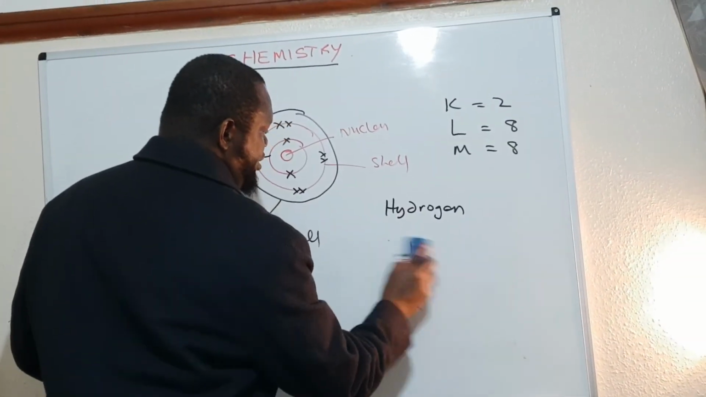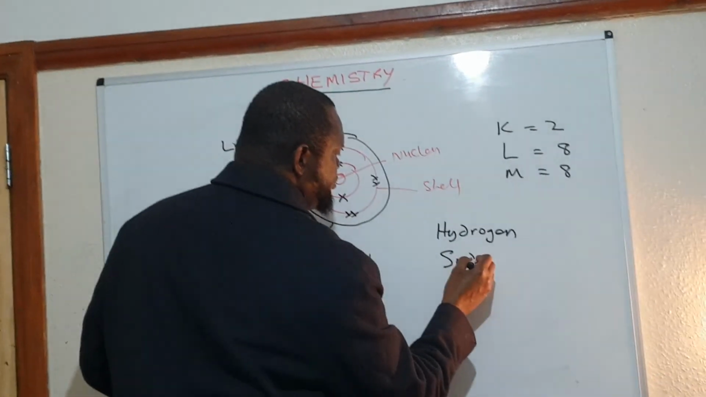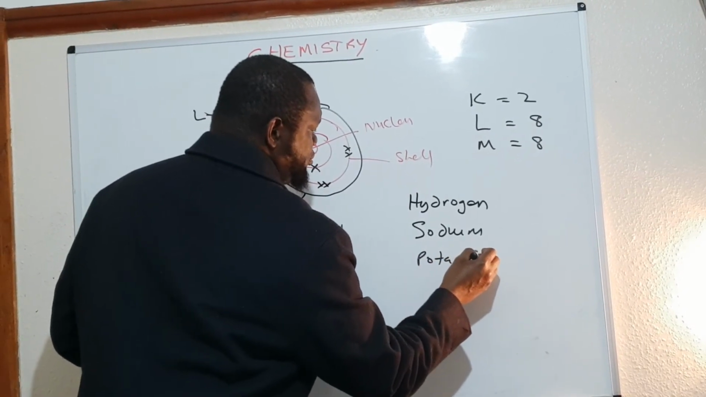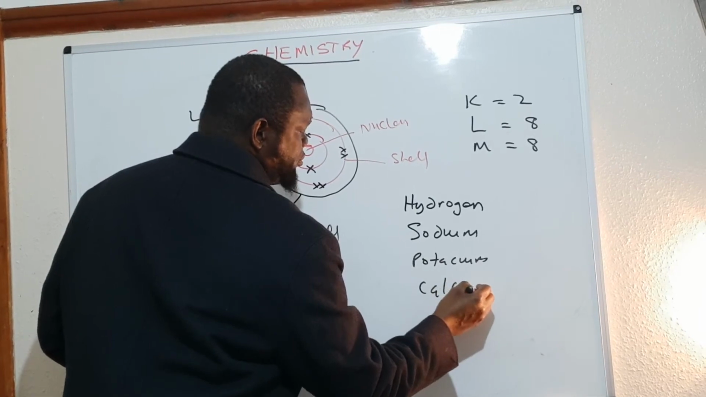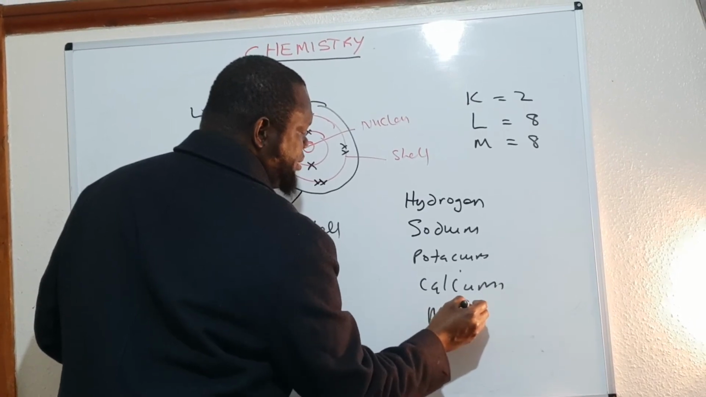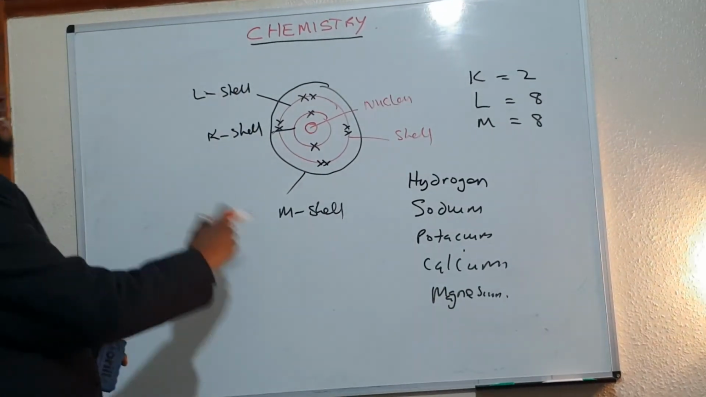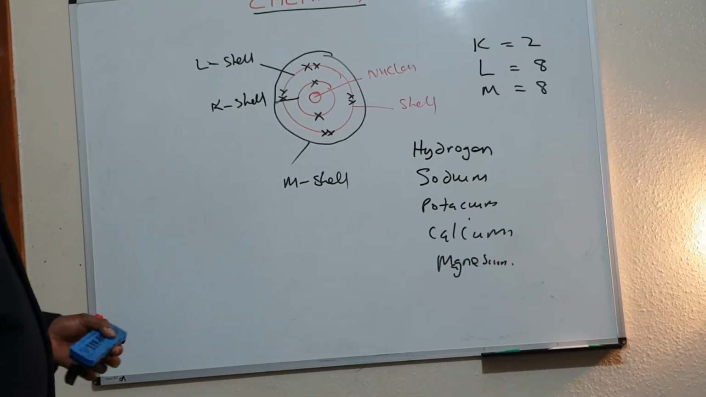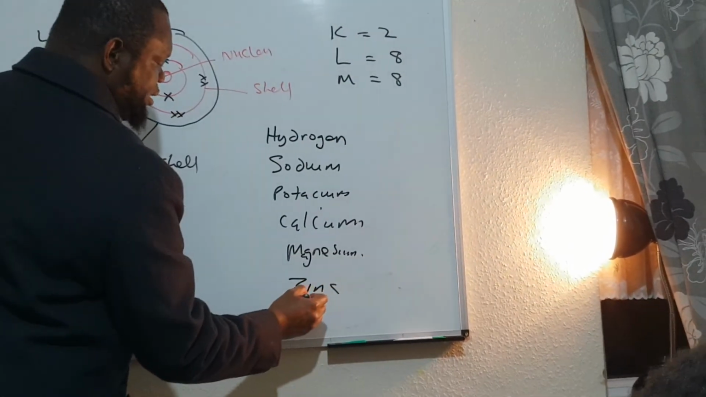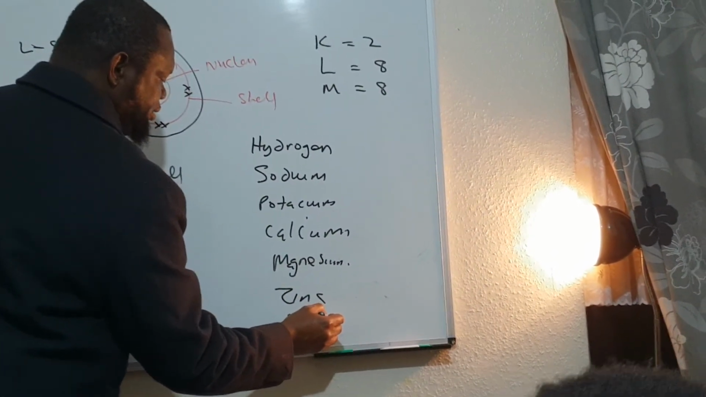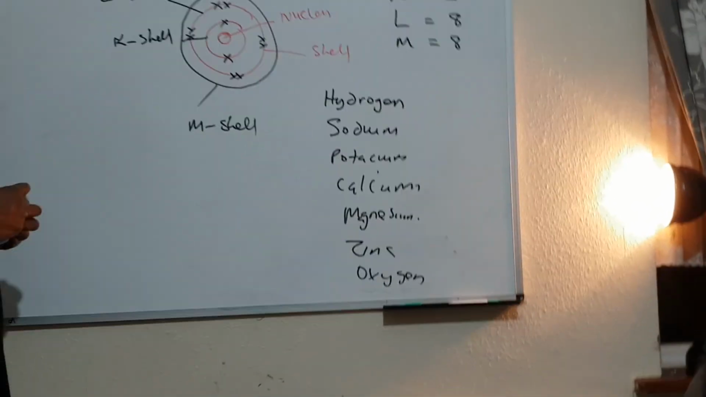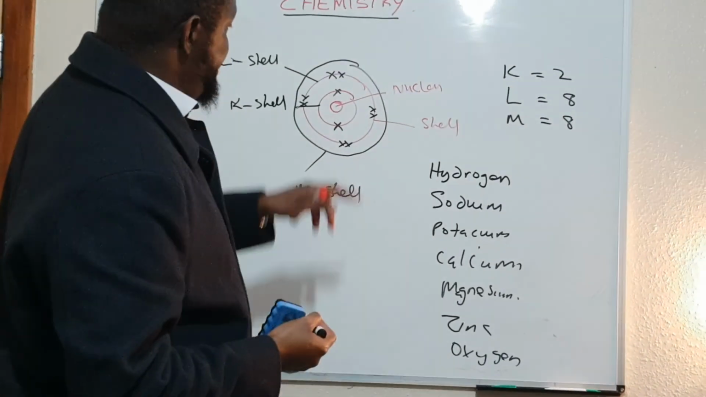Let me look at the symbols. Sodium, potassium, calcium, magnesium. These are the common elements you do in GCSE, so you must look at these. Then zinc, oxygen, chlorine and others. First of all, we do more questions on this. We look at the examiner questions on the K, L, M shells and so forth.